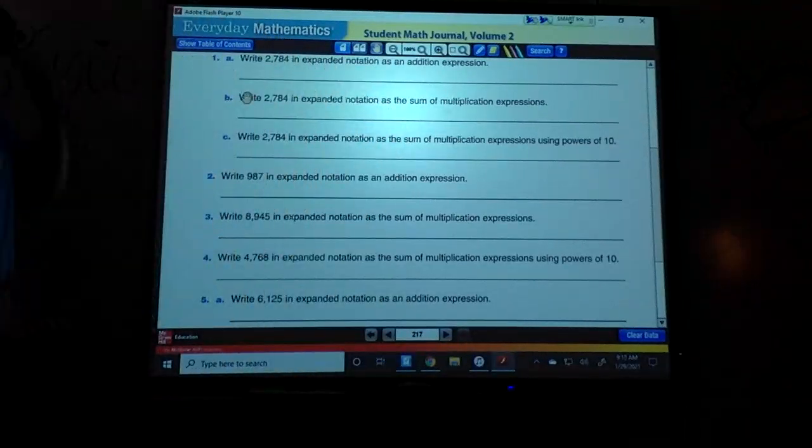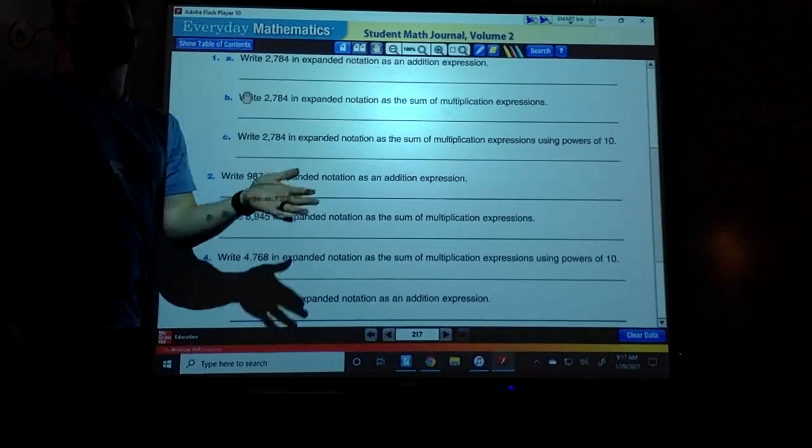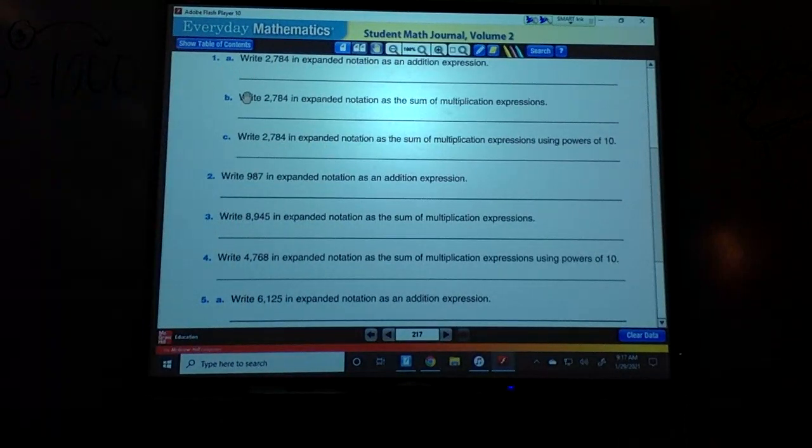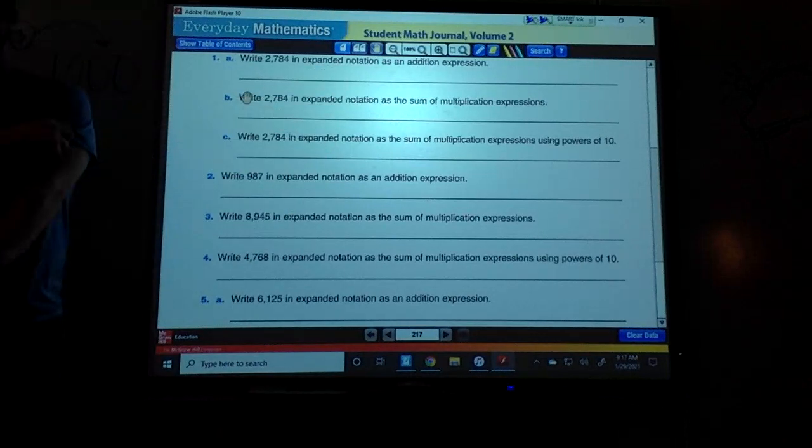2,784. An expanded notation as an addition expression. A lot of mumbo jumbo in there. We know an expression means it's an equation without an equal sign. Addition means we're going to what? Add the different expanded notations.